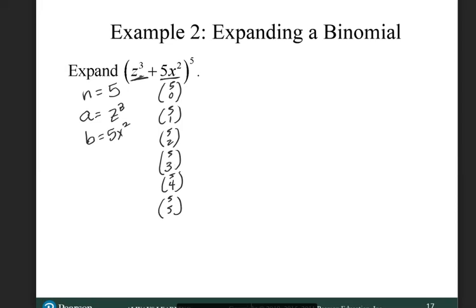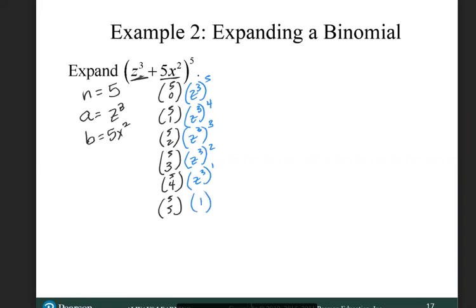Okay. There's my coefficients. Now my powers of A. I have z cubed, which is just the A, raised to the 5th power. A to the 4th. A to the 3rd. A to the 2nd. A to the 1st. And then I'm not even going to write it because I know that's just going to be 1.